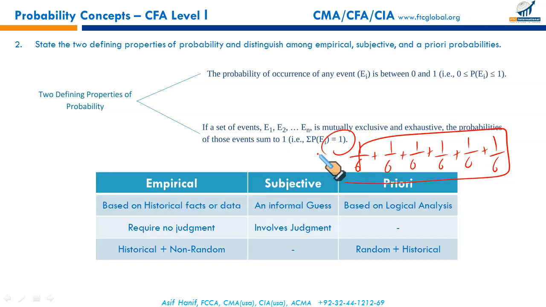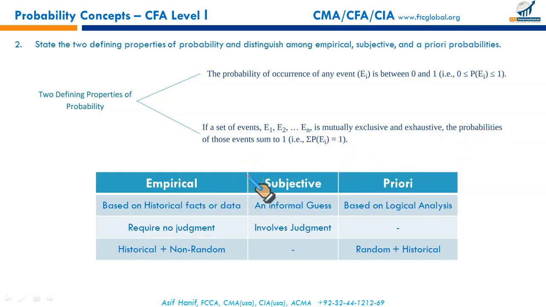Then these 3 terms: empirical probability, subjective, and priori. Empirical probability means the probability that is based on analysis of past data. It is based upon historical facts or historical data, and we draw probabilities from the past data. It requires no judgment. Of course, it is based upon numbers, past facts, past data. So we use historical non-random data in order to generate empirical probability.